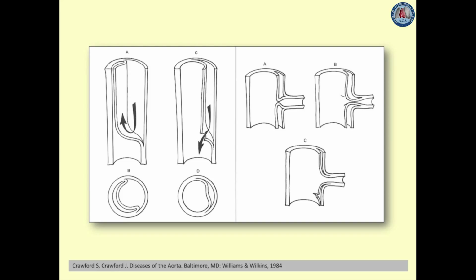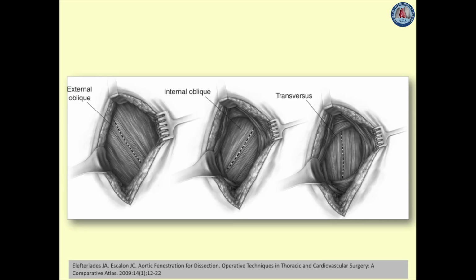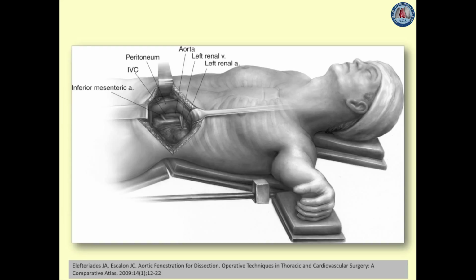And our experience shows that it's very, very effective at eliminating the malperfusion, both above the level of the surgical fenestration and below the level. That is, both to the abdominal viscera and also to the extremities. We make an oblique incision in the retroperitoneal zone as seen here. We divide the obliques in line with their fibers. We currently use the Omni retractor, which really facilitates this procedure tremendously.